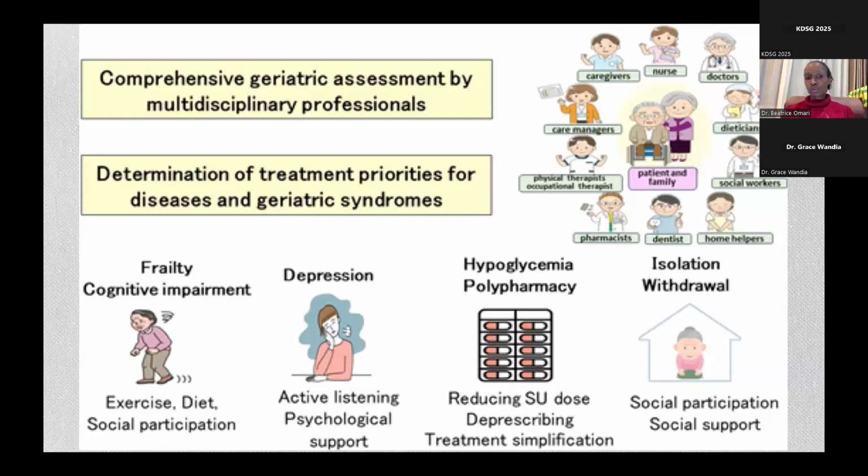The other important aspect is social participation, social support. Please don't allow elderly patients to come for hospital visits alone as much as possible. Try to encourage them to come with somebody younger.